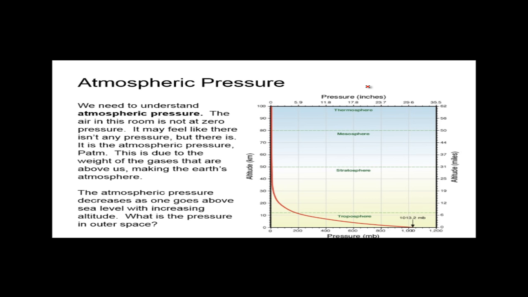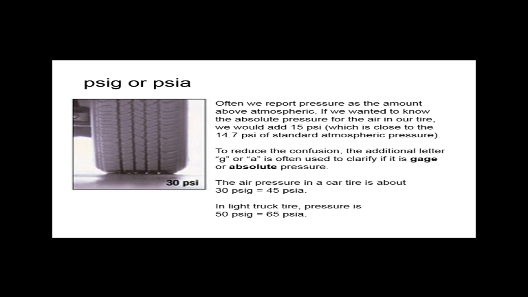Atmospheric pressure does change as you go up in altitude. Go up in altitude, the pressure does fall. This is in millibar. So it's about 1,000 millibars atmospheric pressure. All right, I already did this one.